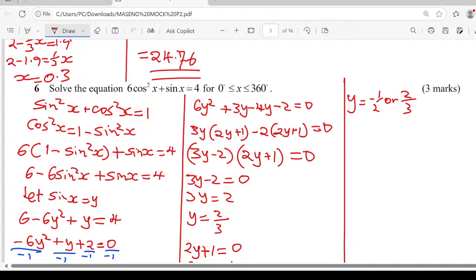Remember, what was your y? Your y was to be sine x. So that means sine x equals negative a half or 2 over 3.